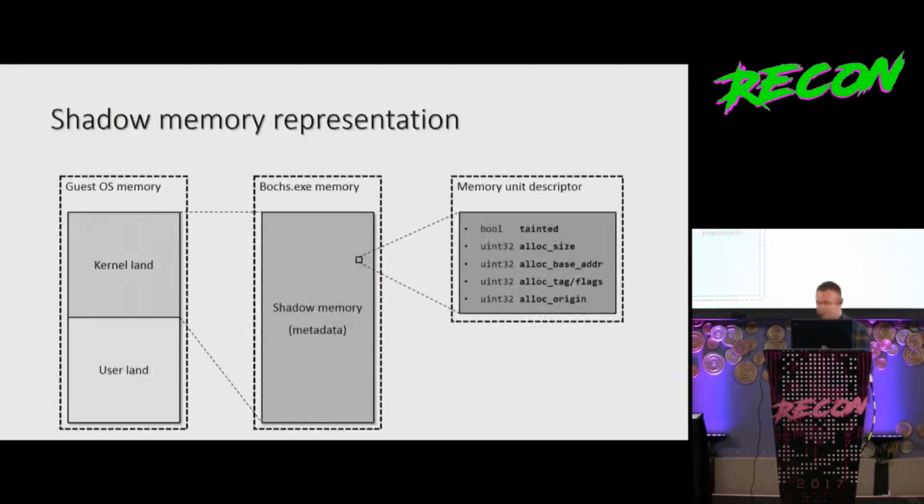So here we have the representation of the shadow memory, which stores all of the taint information that we have. You can see we have the guest memory. Half of it, in the case of Windows at least, is taken by the kernel land memory. And all of it has basically a linear representation in the shadow memory. Each item in the shadow memory stores several types of data, most importantly the taint information, but also the allocation size that this memory unit belongs to, the base address of the allocation, where the allocation was made in the kernel, what the flags specified in the allocator were, and stuff like that.